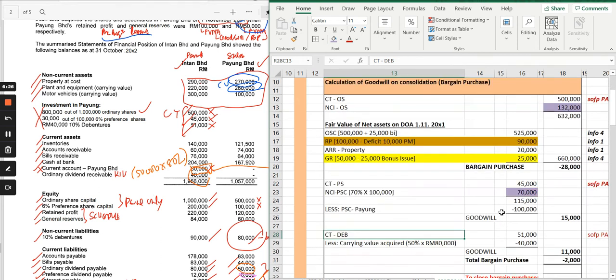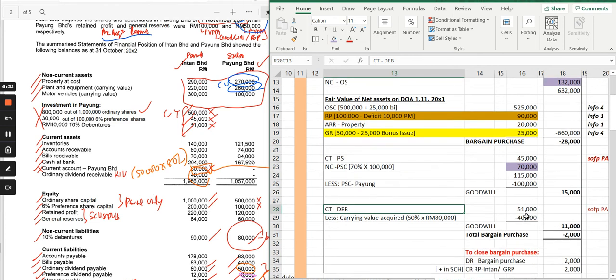And therefore the total is going to be 51,000 minus the 40,000. There is no non-controlling interest to be included because this is not a share. So therefore you have a goodwill of 11,000. So if you total up these three figures, 2 goodwill and 1 bargain purchase, you will see that there is a total bargain purchase which is 2,000.